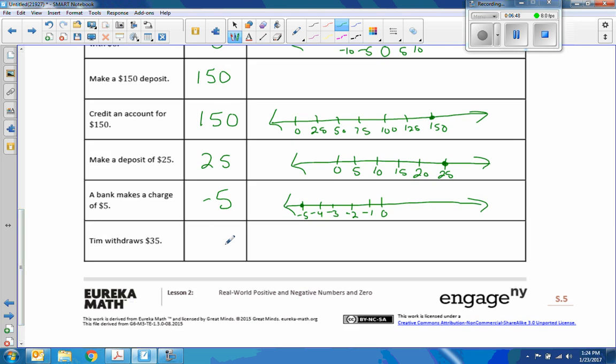Okay. Finally, Tim withdraws 35. Taking money out of an account decreases its value. So again, we have our number line. I put 0 here and go by negative 5. Finally, we're down to negative 35. And I put a dot. Alright, so there are some models representing our temperature.